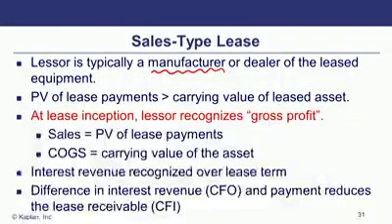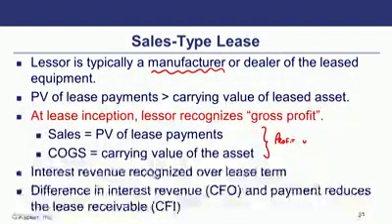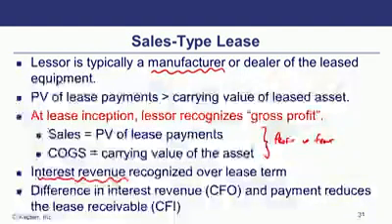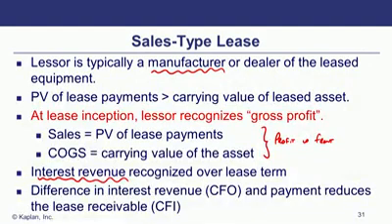So I think we need to be aware, profit up front on disposal, and then the rest is going to be interest revenue recognised over the lease term. Okay, now the difference between the interest revenue and the payment we receive, of course, is going to reduce the lease receivable until the lease receivable drops to zero at the end of the term of the lease.